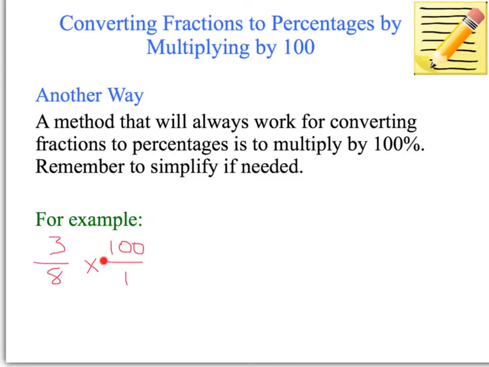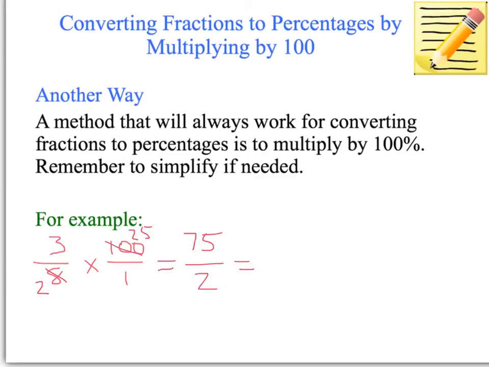So looking at the diagonals, I can cancel out 8 and 100. They're both even numbers, so I know that 4 will go into both of these numbers. So 4 2s are 8, 4 25s are 100. So then I can multiply 3 times 25, 75, and 2 times 1 is 2.